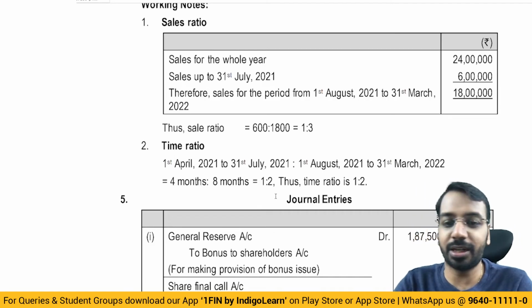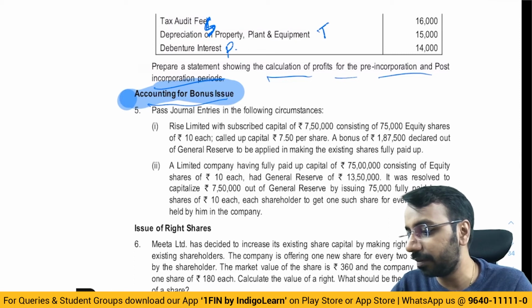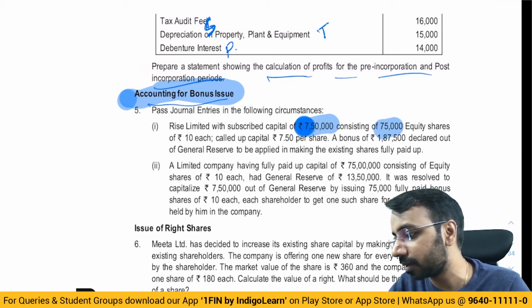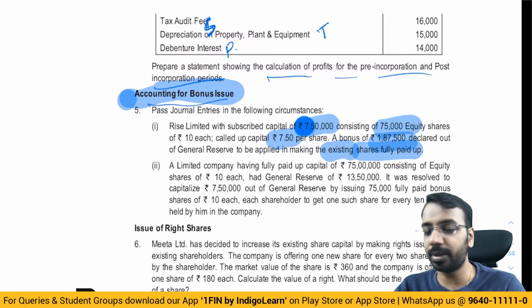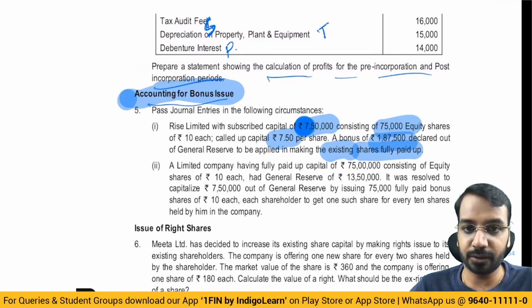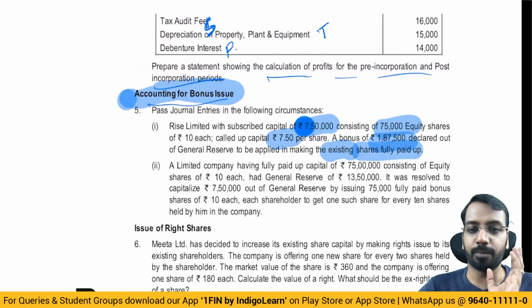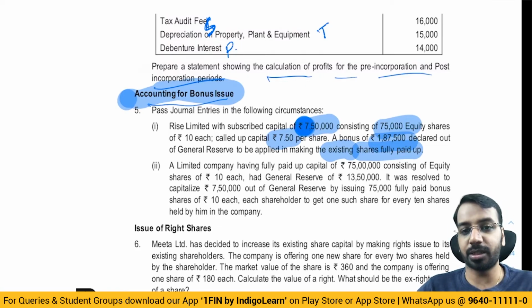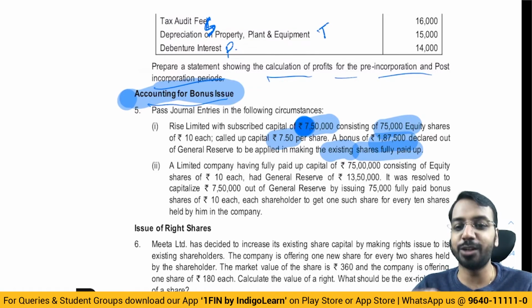Okay. Then coming to the next question, accounting for bonus issue. Pass journal entries. Rise Limited with subscribed capital of 7,50,000 consisting of 75,000 equity shares, called up capital 7.5, bonus of 187,500 declared out of general reserve to be applied in making the existing shares fully paid up. So what is happening here? You have partly paid up shares. 7.5, that is the amount called up. Now you have to make it fully paid up shares. So basically, bonus has been declared to convert the partly paid up shares into fully paid up shares.